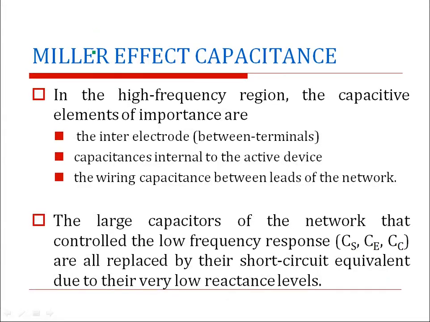Before we move into the detailed high frequency analysis, let us get acquainted with Miller effect capacitance. In the high frequency region, the capacitive elements of importance are the inter-electrode capacitances, then the capacitances internal to the active device, and the wiring capacitance between the leads of the network. So the large capacitors which affected the low frequency response, that is CS, CE and CC, are replaced by their short circuit equivalent because of their low reactance levels when you consider the high frequency analysis.